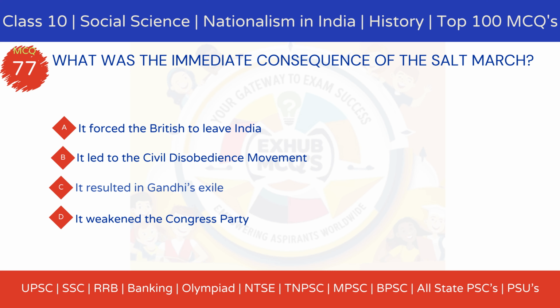MCQ 77. What was the immediate consequence of the Salt March? Option A. It forced the British to leave India. Option B. It led to the civil disobedience movement. Option C. It resulted in Gandhi's exile. Option D. It weakened the Congress Party.